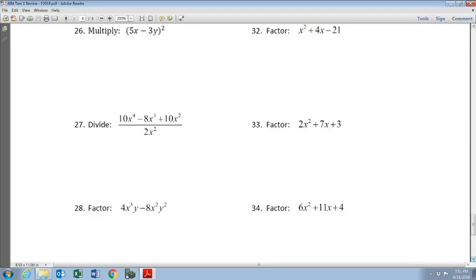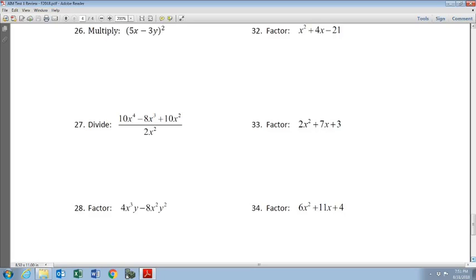On number 26, we have 5x minus 3y quantity squared. Now, this is what I call a situation where we have FOIL in disguise. We don't have a property that allows us to just square 5x and square the minus 3y. You get something like 25x squared plus 9y squared or something along those lines.